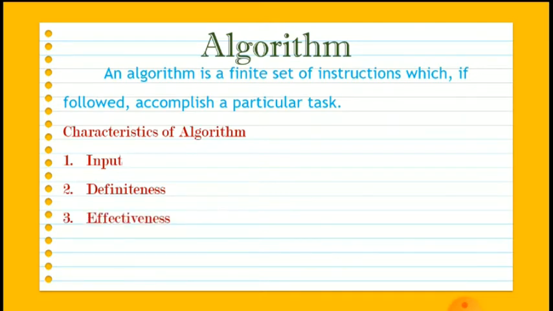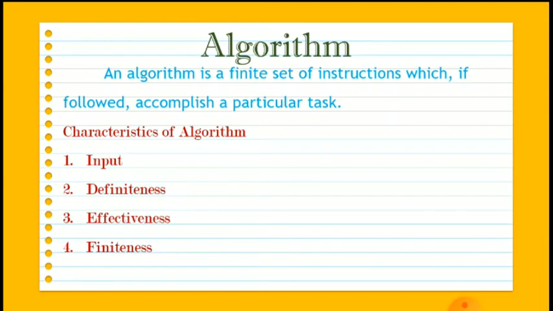Third one, effectiveness. Every instruction must be very basic so that it can be carried out easily. Even if a person uses paper and pencil to solve the problem in minimum amount of time, it should be done easily. So if you are writing instructions to find GCD, those instructions should be effective such that even if you try to calculate them in a notebook, they can be easily calculated.